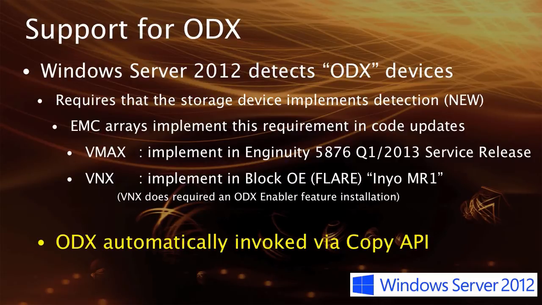Effectively, once you've met all of the requirements and Windows has detected that ODX is capable across LUNs, then anything that generates a request against the copy API in Windows Server will generate ODX operations. So let's go on and have a look at a demonstration of that.